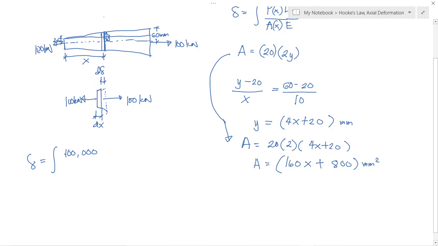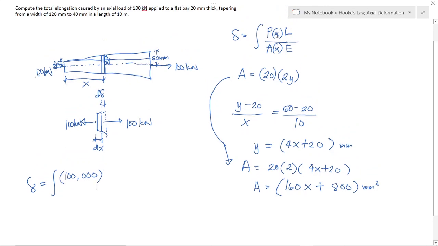Okay. So, what is the length we are going to consider? So, we have L here. Since we are considering only the element, we are going to substitute dx for L. This is our length, all over the area. The area is 160x plus 800. Okay. So, our unit is there. This is in square millimeter.